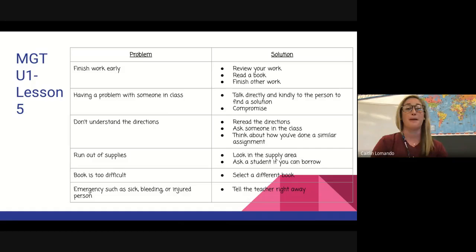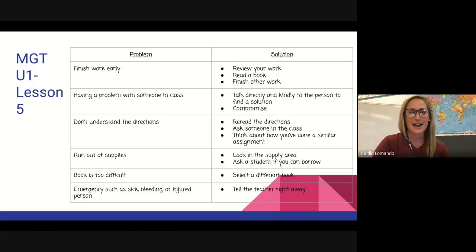Another problem, a big one, could be that you don't understand the directions. This happens all the time in class and on Google Classroom. You could try rereading the directions. You could try asking someone if you're in the classroom. You could think about how you've done a similar assignment. If we're doing remote learning, of course, you know that we always have times where we're live with you in Google Classroom. So if you have a question, you could email us at our email addresses and we could answer it, or you could wait until we go live and we could try and help you troubleshoot then.